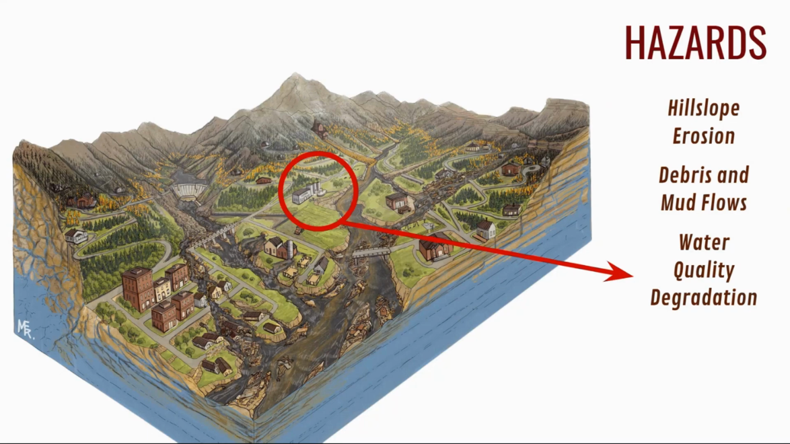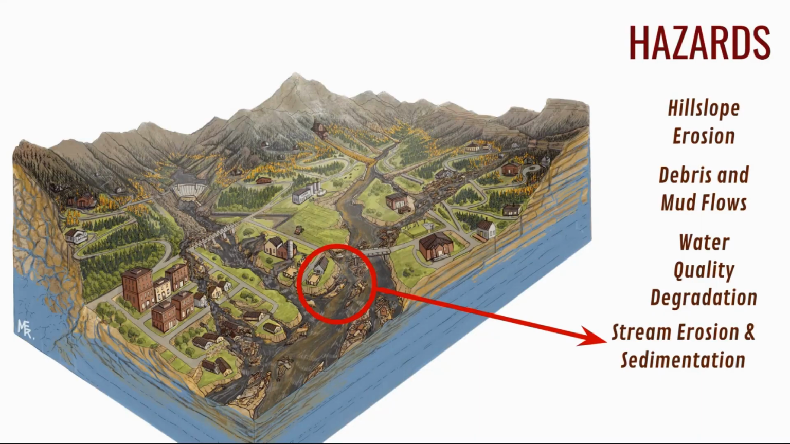Stream erosion and sedimentation, sort of the same type of thing. And then flooding, of course, is a big hazard post-fire.